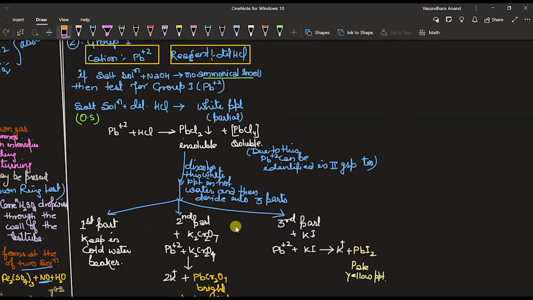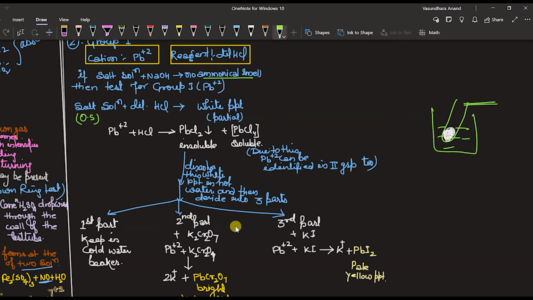Now, if you get this partial white PPT, what you have to do is dissolve this white PPT in hot water. How will you do it? You just take a beaker of hot water, okay, this is the beaker of hot water, and put the test tube where the white PPT is in this. Just put it for some time, and you'll see that it will dissolve after some time. Okay.